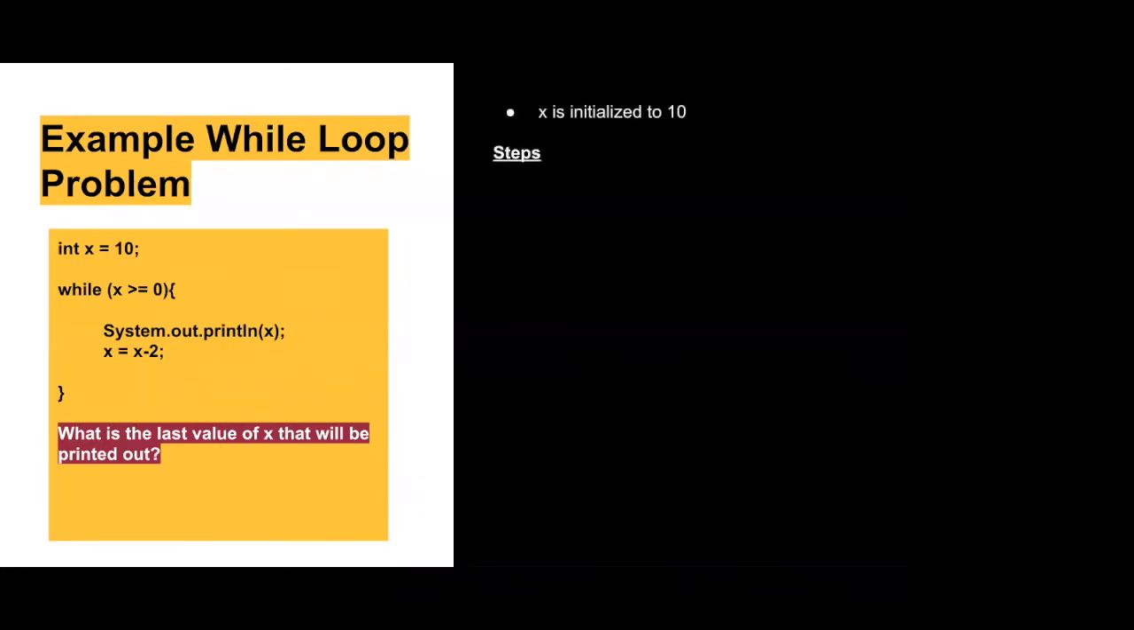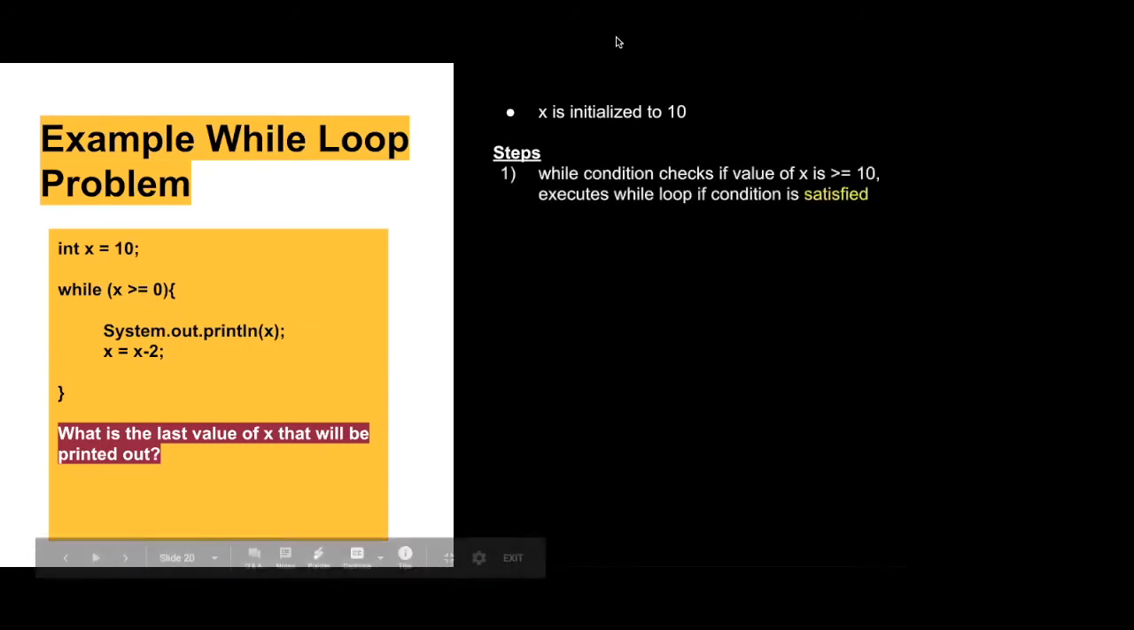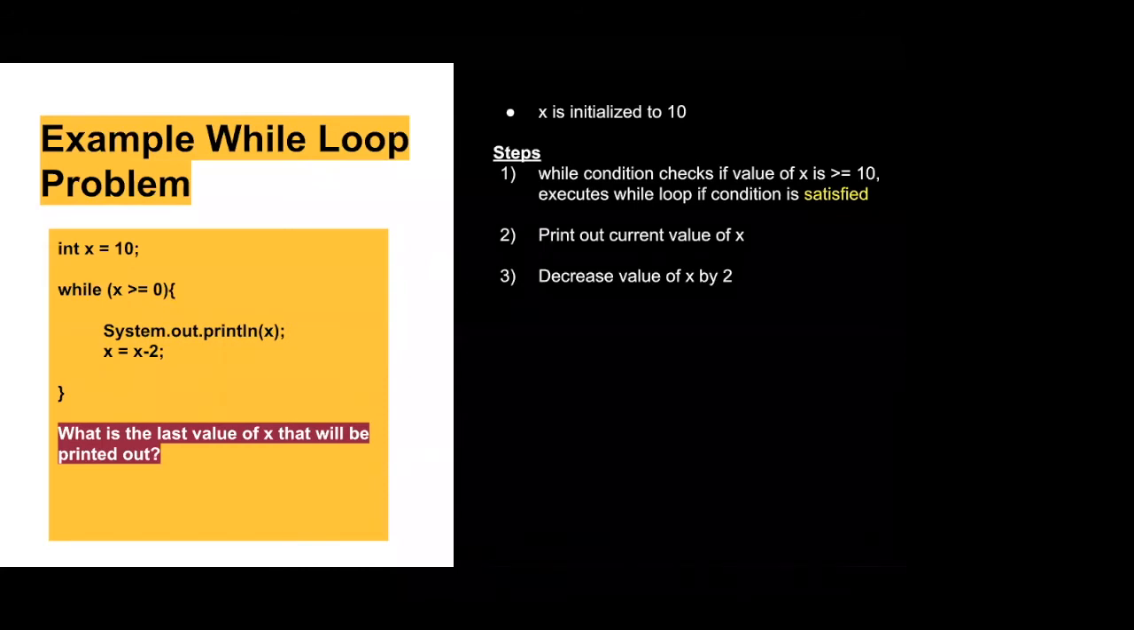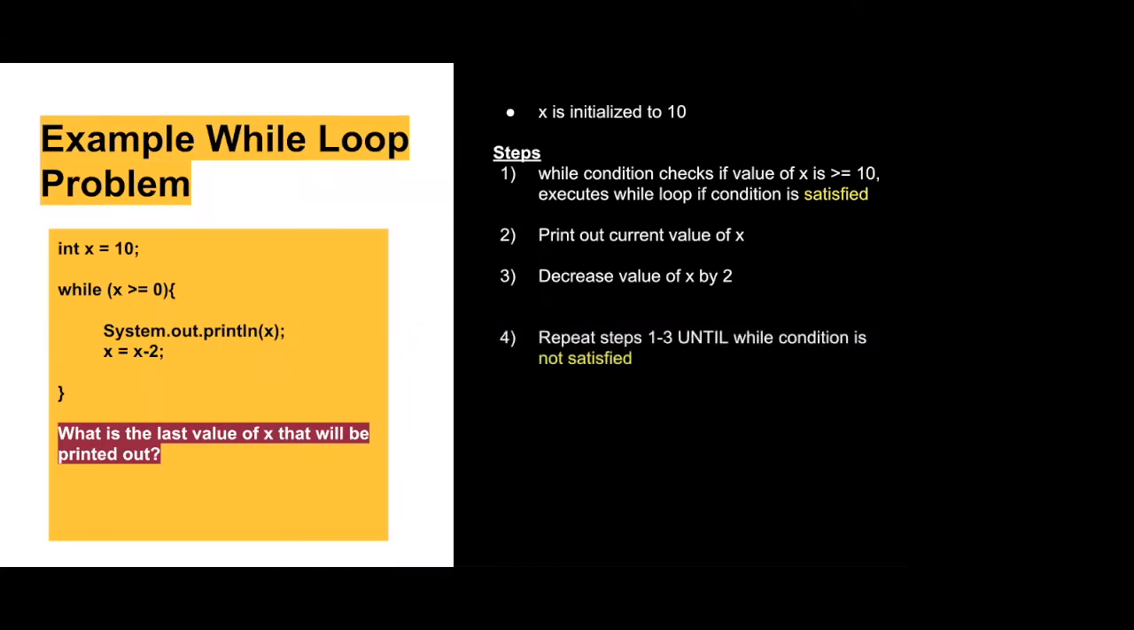First, x is initialized to 10. Step 1, the condition will check if x is greater than or equal to 0. And yes, 10 is greater than or equal to 0. Therefore, it will execute System.out.println and print out 10. Then the third step is x will be decreased by 2. So x becomes 8.